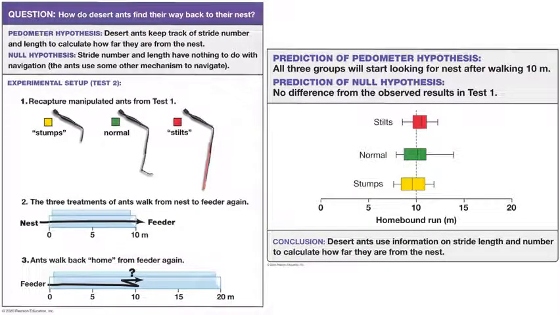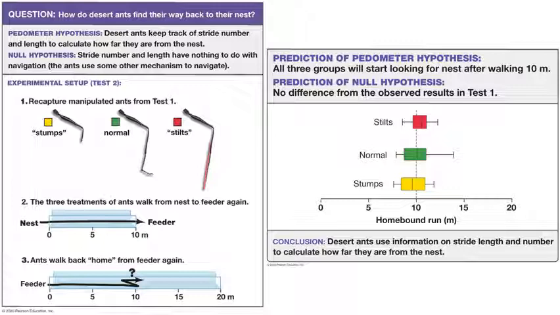So the first prediction of the hypothesis, that the stride length is affecting the ant's ability to navigate, is what the scientists tested in that first experiment. But they actually did another experiment to test the second prediction from their hypothesis, which was that the number of strides is also affecting the ant's ability to navigate. So that's going to be a similar experiment, but just a little bit different to test the different prediction.